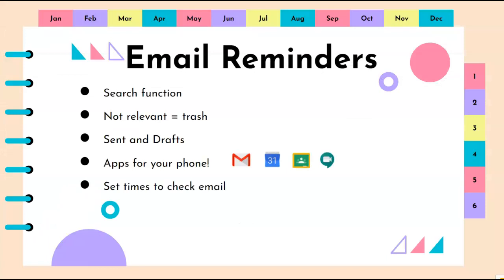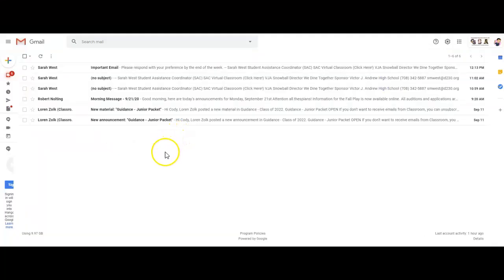As we're wrapping up, there's a few additional features and tips that we want to talk with you about. The first one is the search function in your email. Sometimes when you have a number of emails, it can be challenging to just visually look at all of them and find the email that you really want.